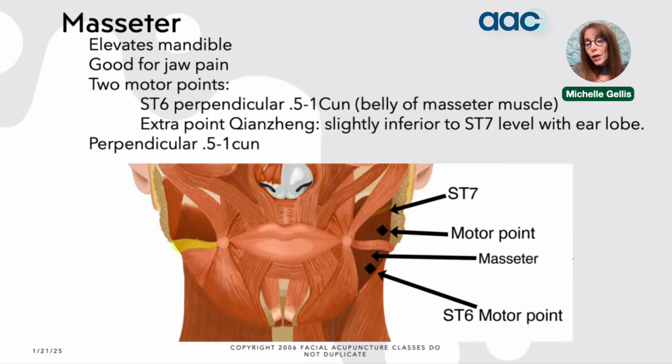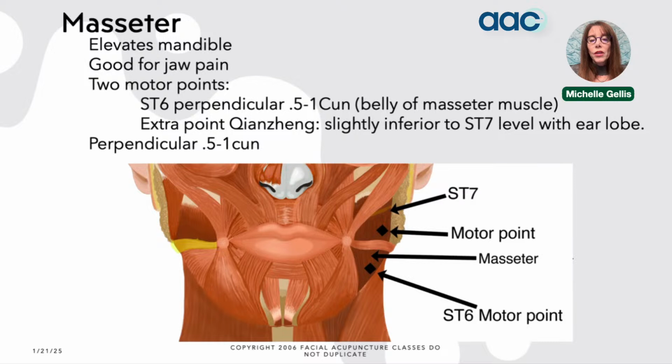Another muscle with motor points that we would use for TMJ is the masseter. And here is an image from my book of the masseter, and it has two motor points, and one of them is small intestine 6, and the other one is just below stomach 7. It's just inferior to stomach 7, and it is level with the earlobe.